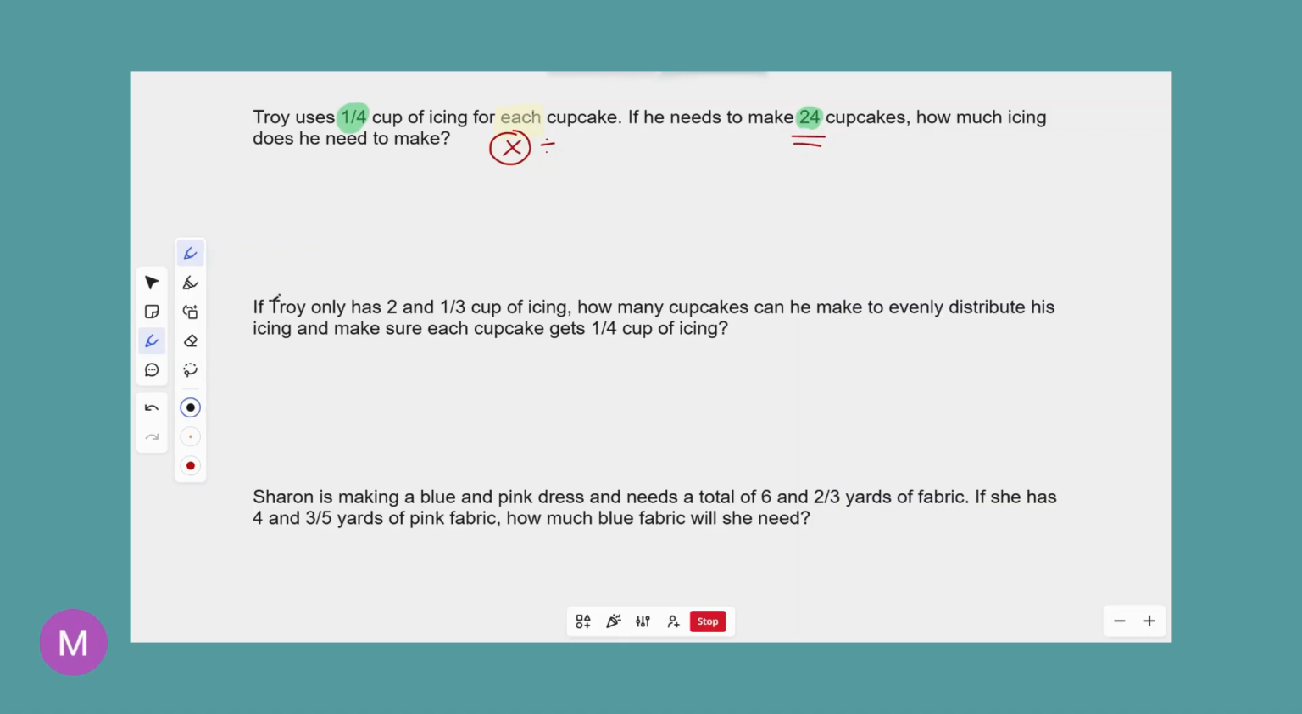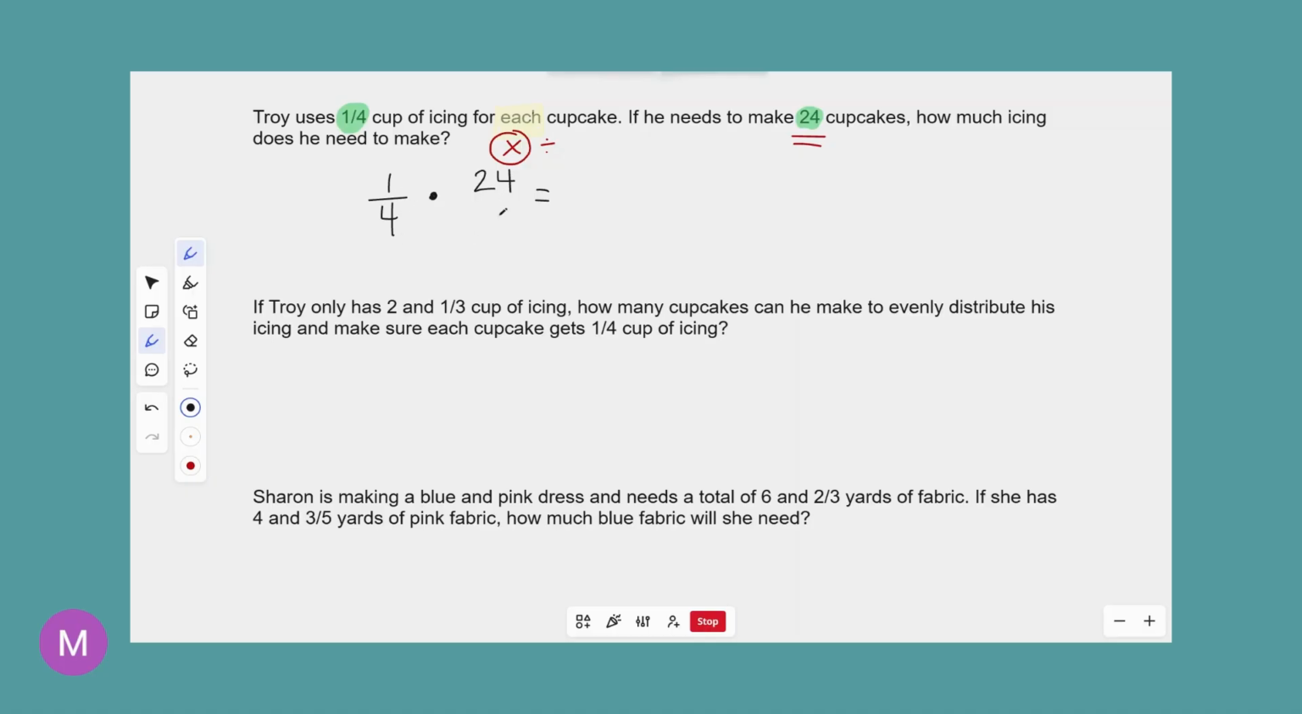So now what I do is I just start writing down what I have been given in the problem. So we have 1/4, and we're going to be multiplying my other number, 24. And that's exactly how you set up this problem. If we have 1/4 of a cup for each cupcake and he needs to make 24, then we're going to be multiplying it by 24.